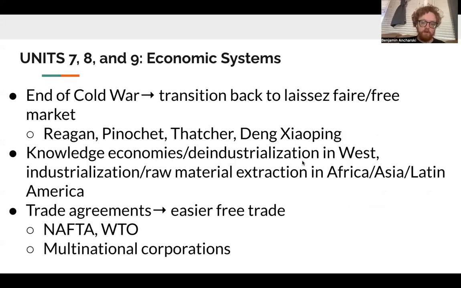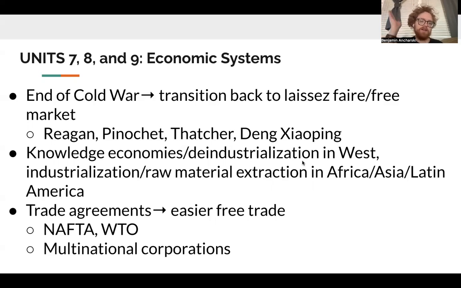By the time of the end of the Cold War, we see a transition away from government control to laissez-faire and free market politics. Reagan and Pinochet and Thatcher, those are all examples in the West. Thatcher, the Prime Minister of Great Britain, Augusto Pinochet, the dictator of Chile, Reagan, the president of the United States. Deng Xiaoping, good example in China. He's going to introduce free market reforms into China and kind of move away from Mao's government control.